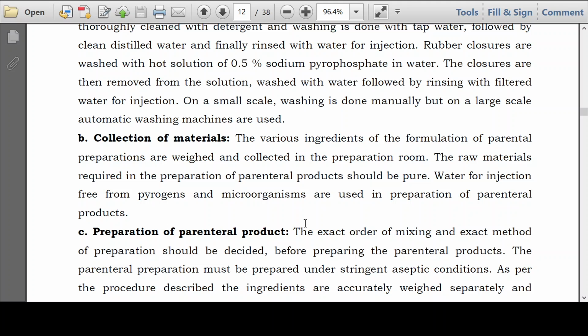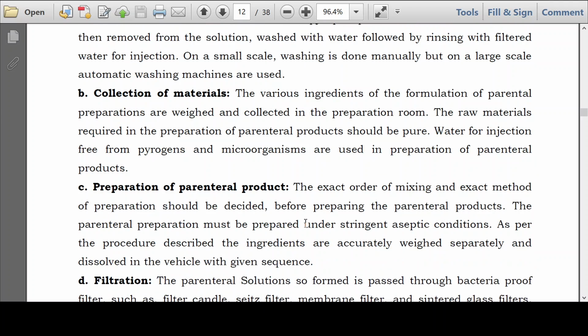So all the required ingredients which are required for the preparation of parenteral product should be checked before use, and all the raw material should be in a pure form. If water for injection or sterile water for injection or bacteriostatic water for injection is being used in the formulation of parenteral product, then that water should also be checked for its quality.